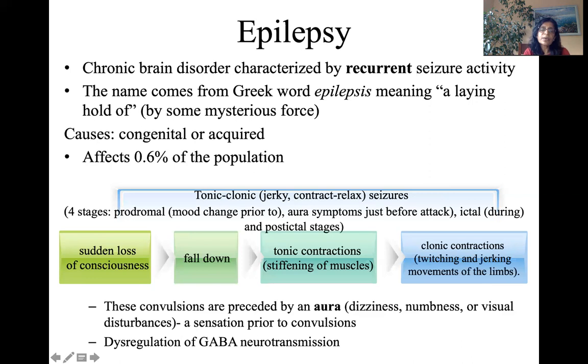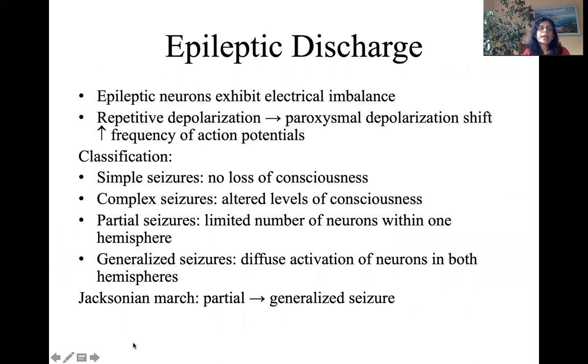Okay, as I mentioned before, this is associated with GABA neurotransmitter abnormality. All right, so this is an electrical imbalance, right? Repetitive depolarization, paroxysmal meaning sudden, depolarization shift, increased frequency of action potentials is how the symptoms start. There are many different types of seizures, subtypes you may say: simple seizure, complex seizure, partial seizure, generalized seizure. And then Jacksonian march is how partial seizure could become a generalized seizure.